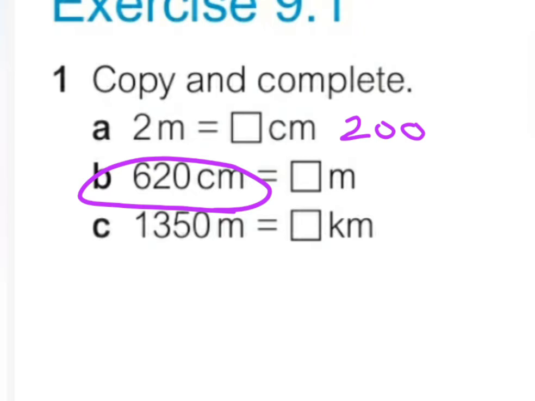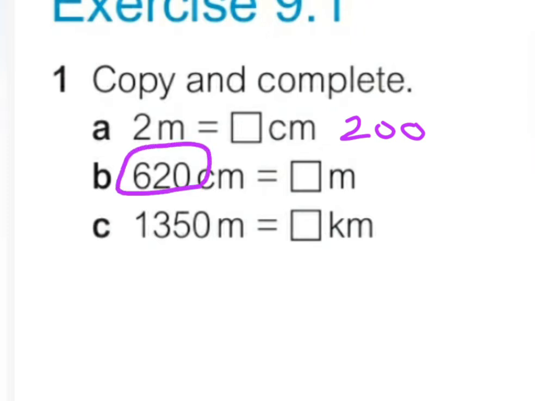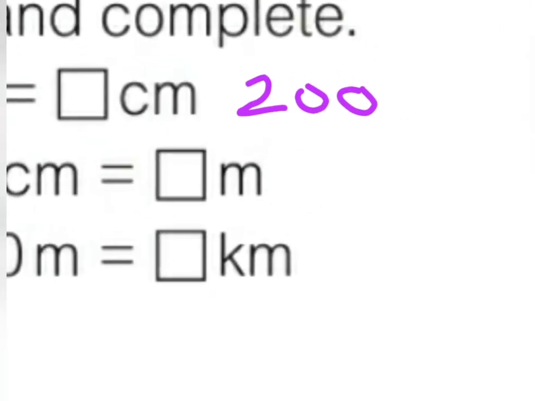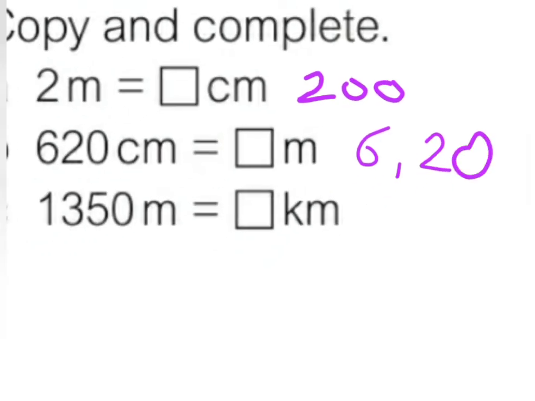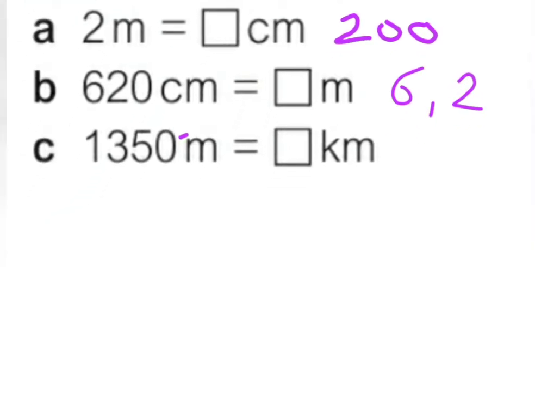Second one, turning centimeters into meters. This is the opposite. We are turning from a smaller unit into a bigger one, so we divide. Because 1 meter equals 100 centimeters, we're going to divide by 100. So 620 divided by 100 equals 6.2, or 6.20, but basically the 0 here doesn't count. So we write 6.2 meters.